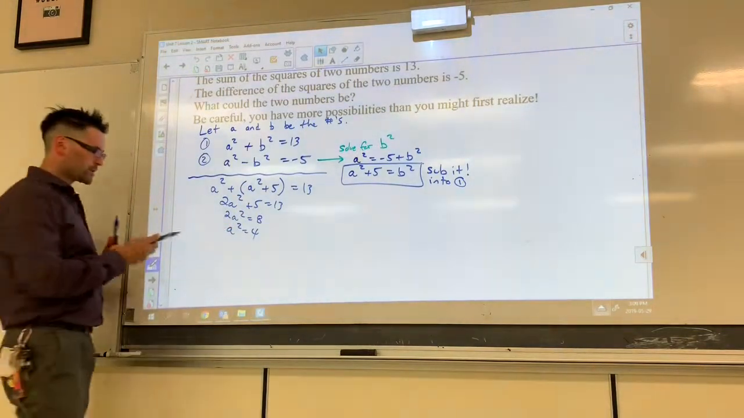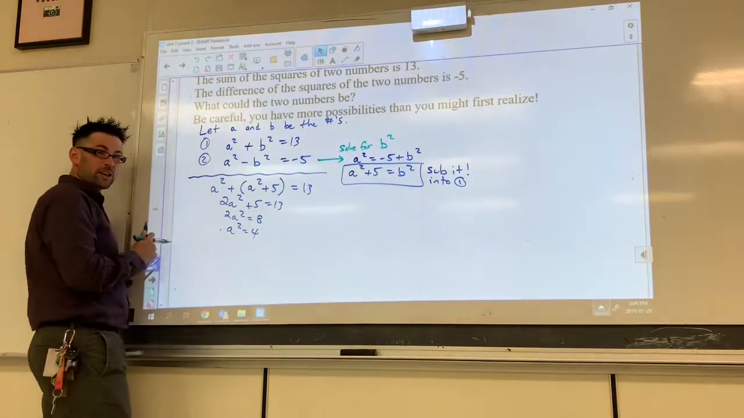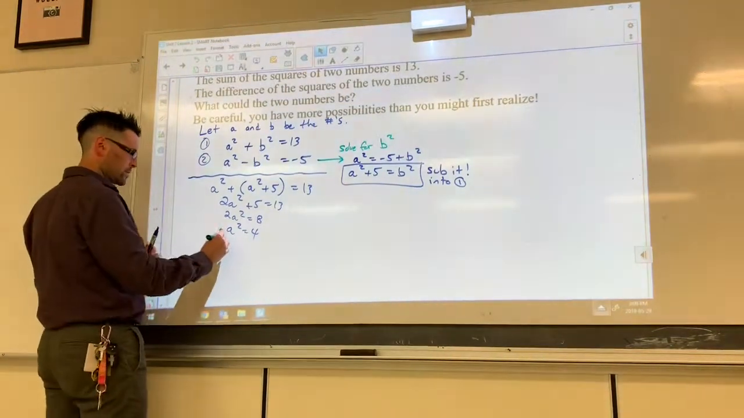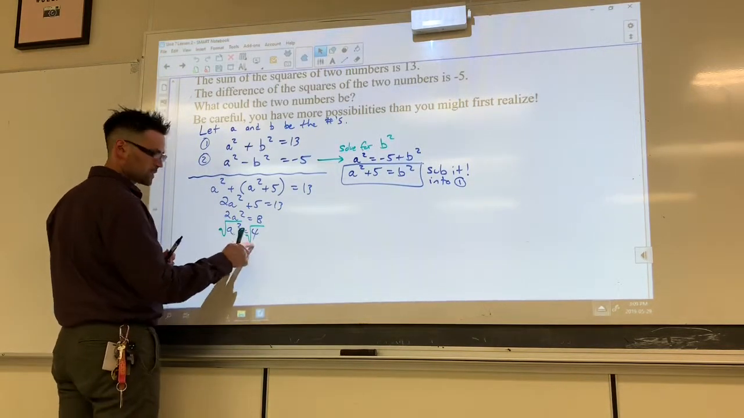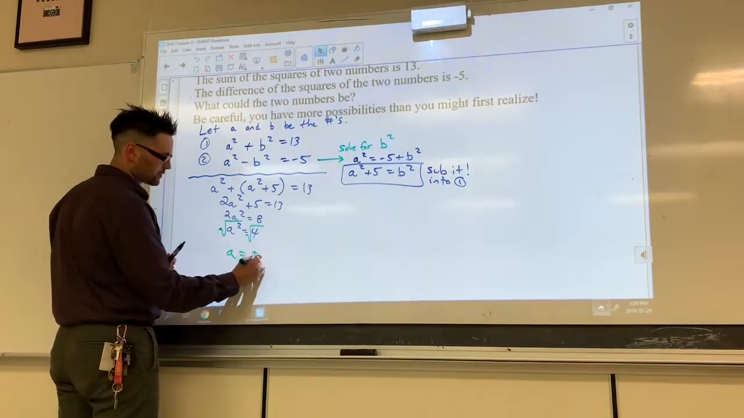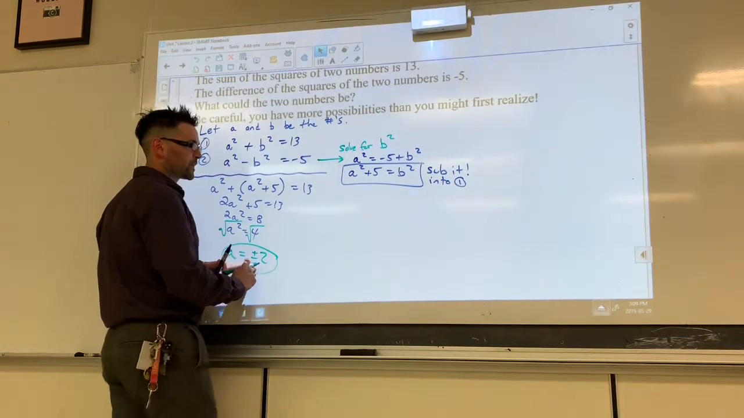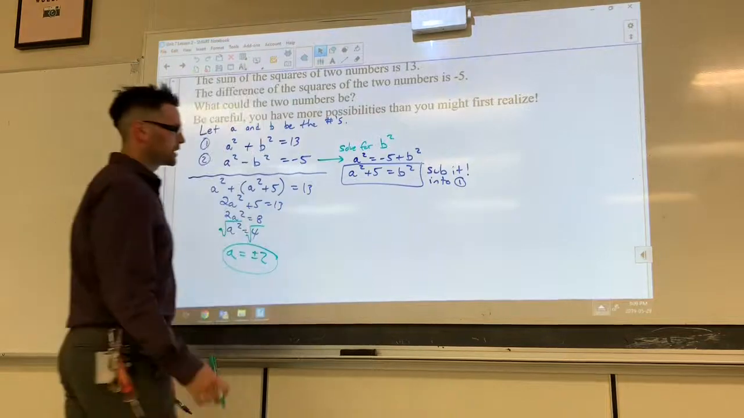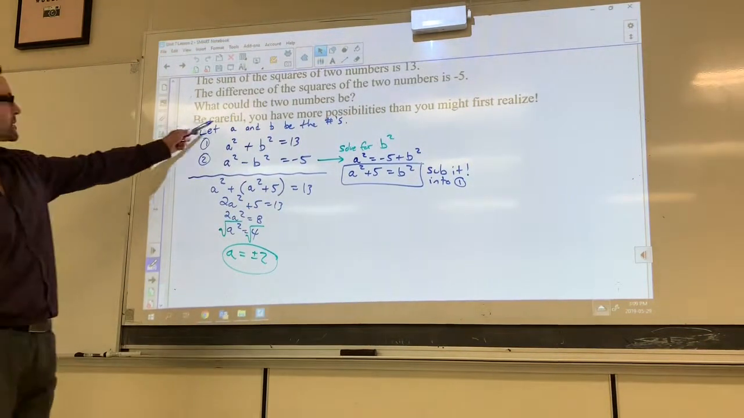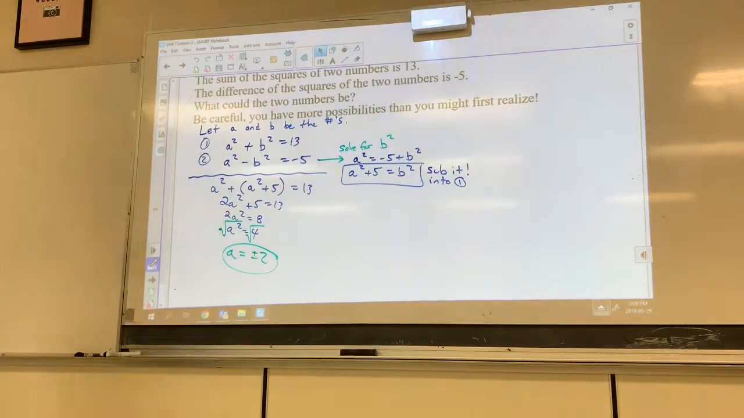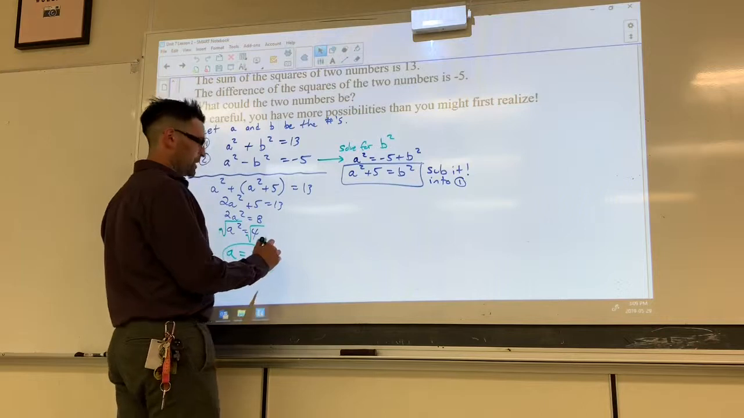Now, how do I solve for A? I square root both sides. When you square root both sides, you need to be careful: plus or minus 2. Very good. So there are actually 2 answers here, which means that when I plug it in here, I'm going to get 2 corresponding B values. I think that's what the warning was about: you've got more possibilities than you might first realize.